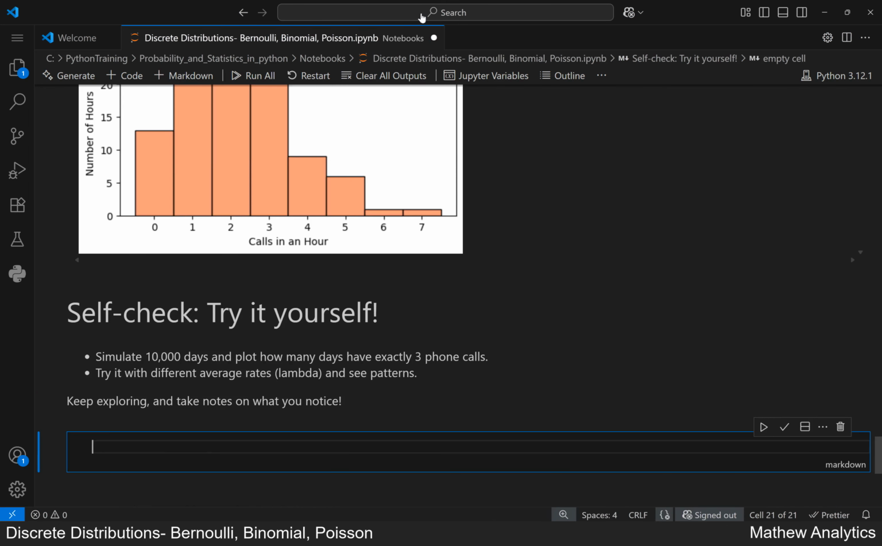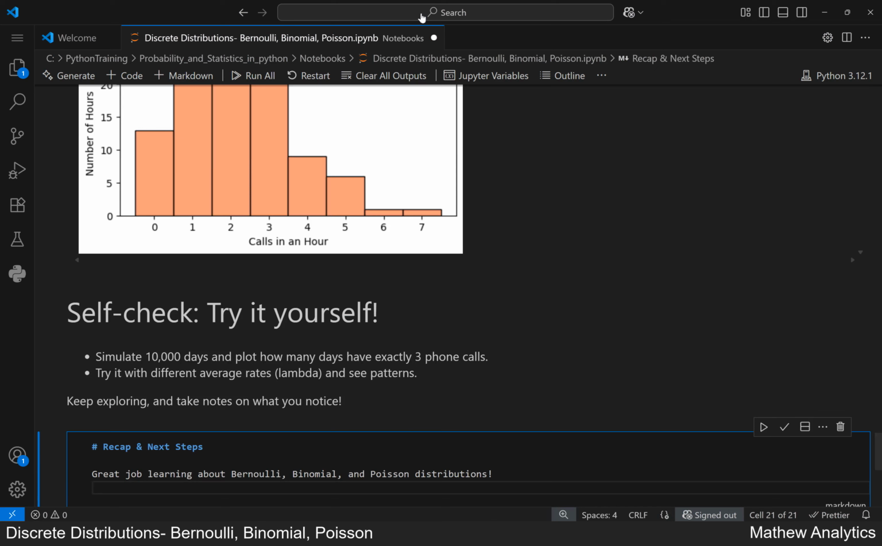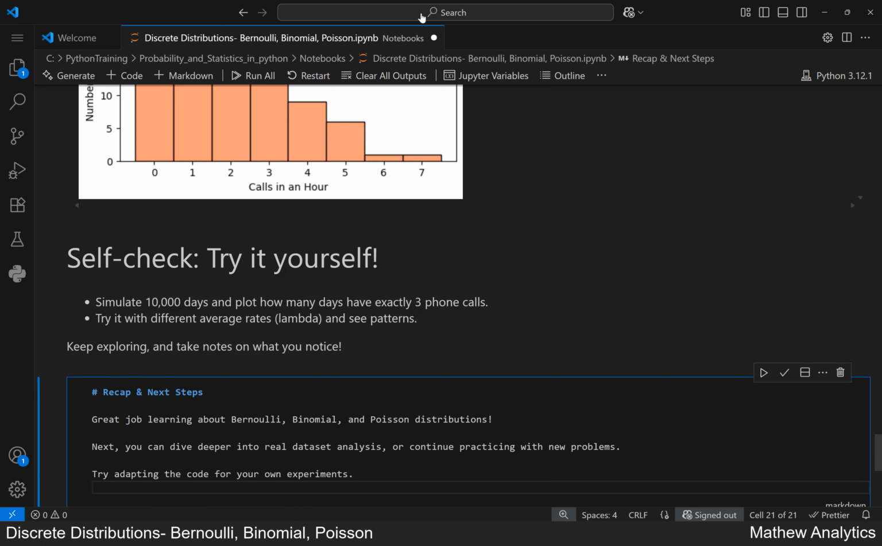Recap and next steps. Great job learning about Bernoulli, binomial, and Poisson distributions. Next, you can dive deeper into real dataset analysis, or continue practicing with new problems. Try adapting the code for your own experiments.